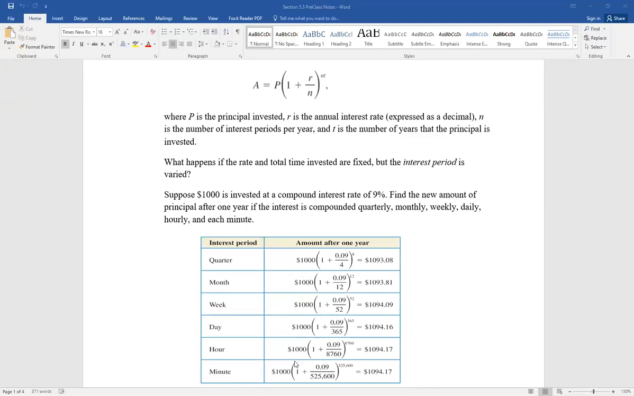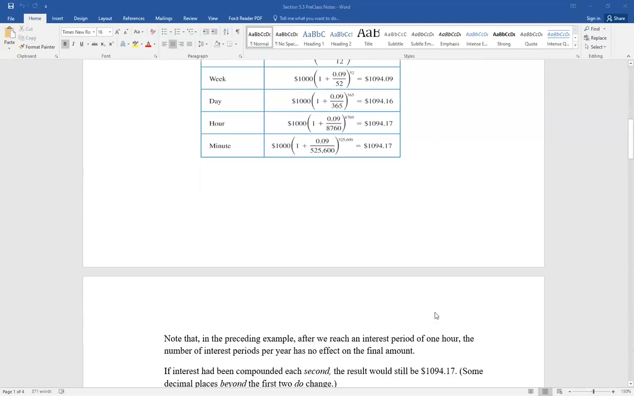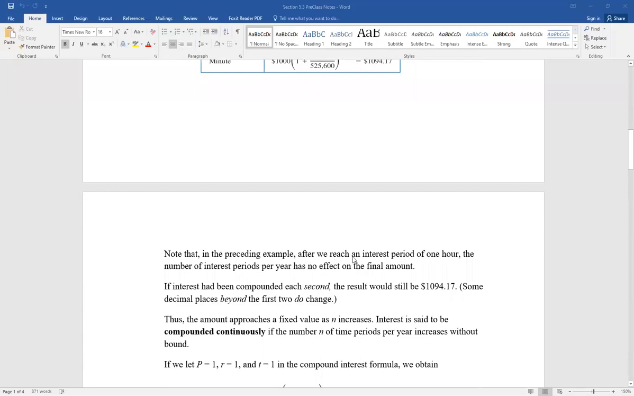So you can see that they've plugged this in, and these are the differences in the complete future value. So your future value, when you only look at the compoundings, you notice that after a while, compounding more and more does not significantly change the value of the future. So notice these kind of get stagnant at 1094.17 when we were at the hours and minutes, and it was only 1 cent different when we did daily. So what we want to look at is that after we reach an interest period of 1 hour, the number of interest periods per year has no effect on that final amount.